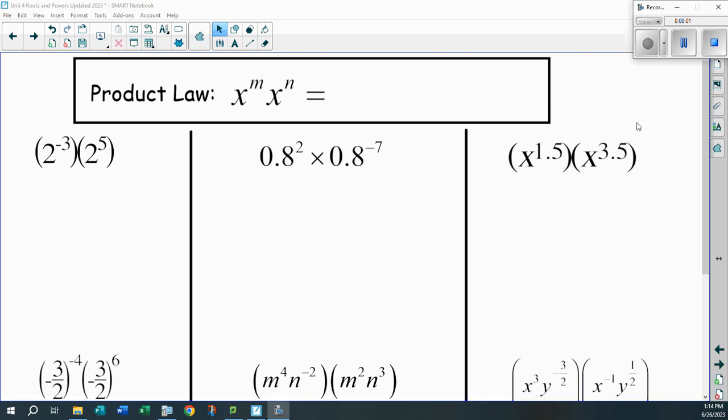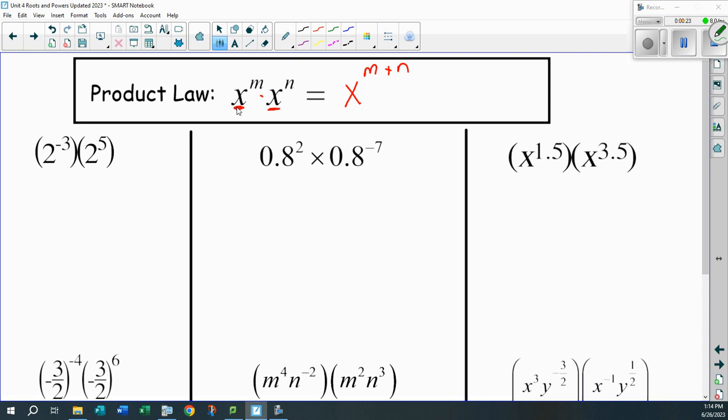All right, time to start reviewing these laws. Remember the product law? If the bases are the same and these guys are multiplied together, all you have to do is add the exponents. Okay, so take a look at the first one. Real simple, but now we're going to throw the negative exponents in there. We're going to throw fractional exponents in there. We're going to give it that Math 10C twist.